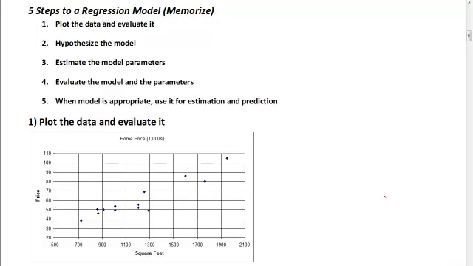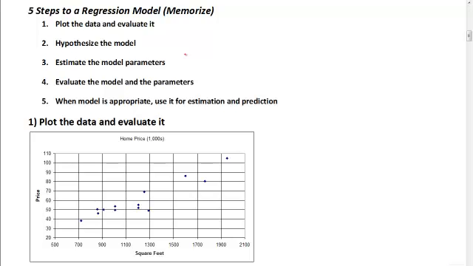This video focuses on step 4 of building a regression model. Once again, we are dealing with the home sales data set where we have 13 homes in which we've recorded the size in square feet and the selling price of the house. Previously in class on Wednesday, we plotted the data and evaluated it. We saw that there is a strong correlation between square feet and price.